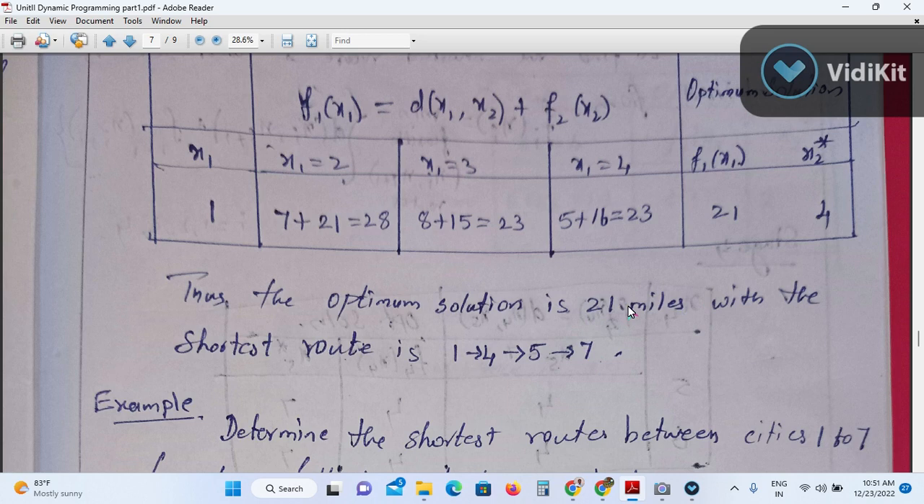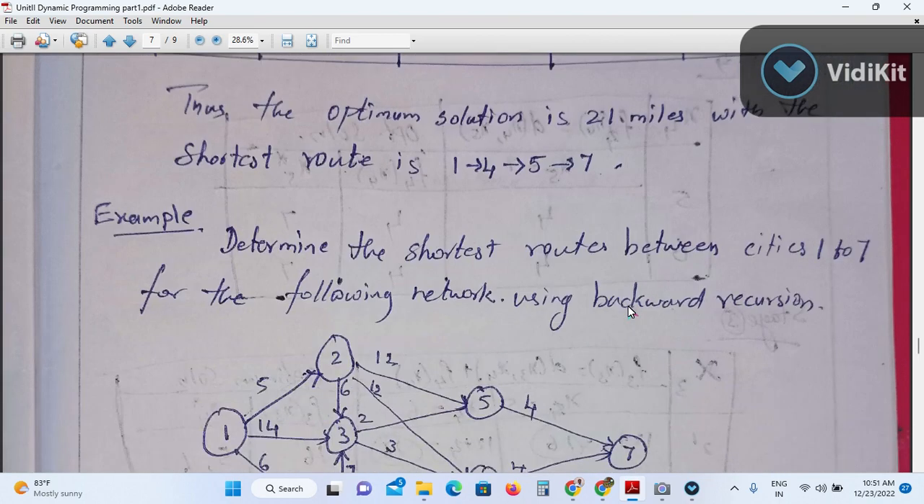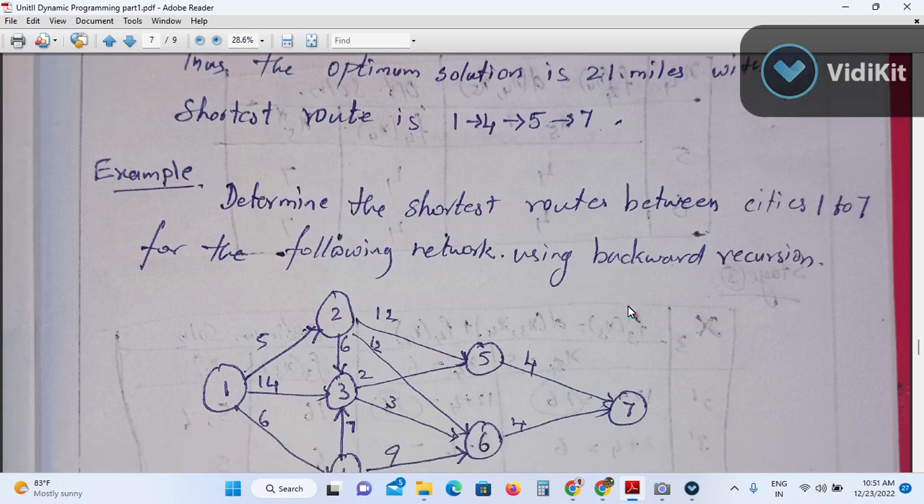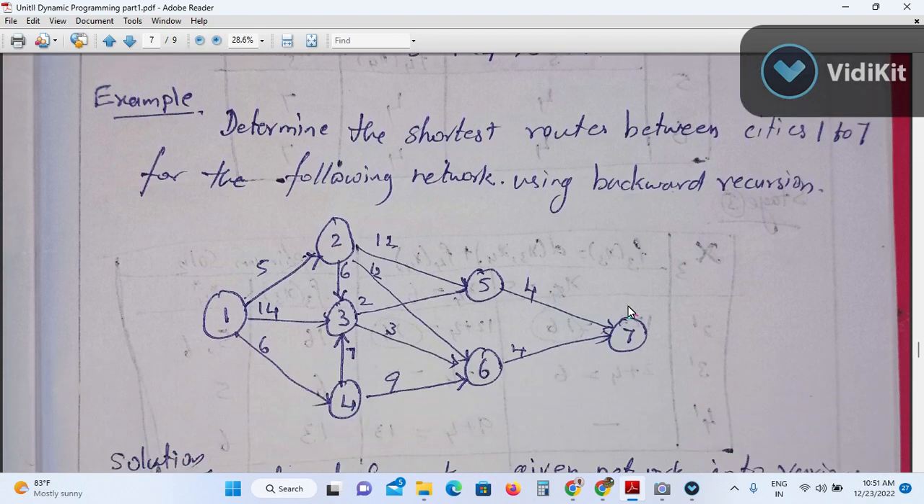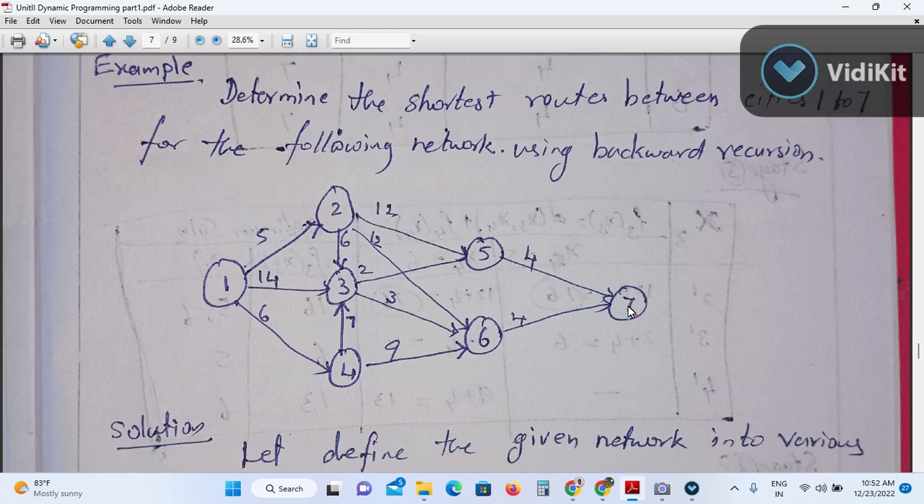So you will get the same solution with both forward and backward recursion. There is no change. So I think it's a very easy example. Now, a small additional thing we have to observe from the backward recursion. Let us consider one more example. Think about this example.